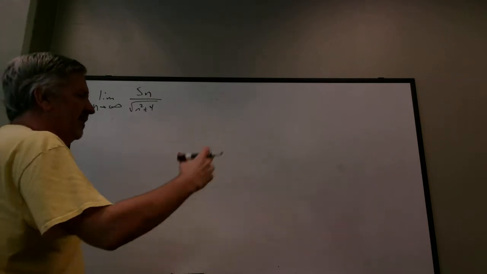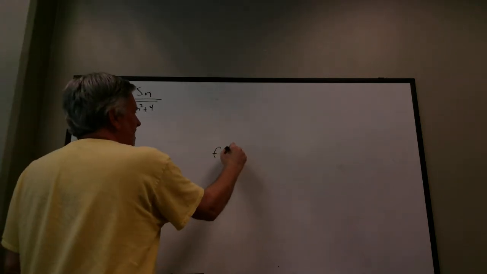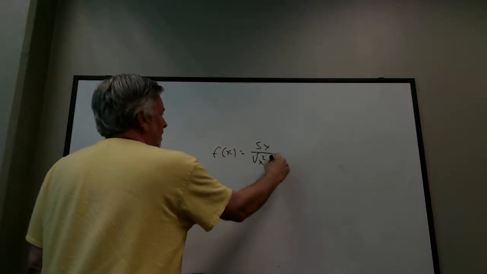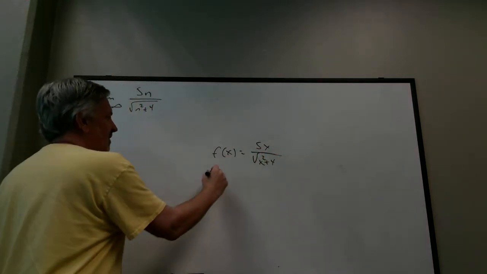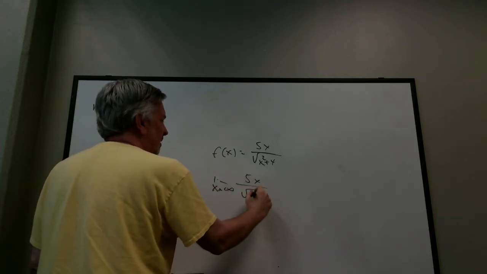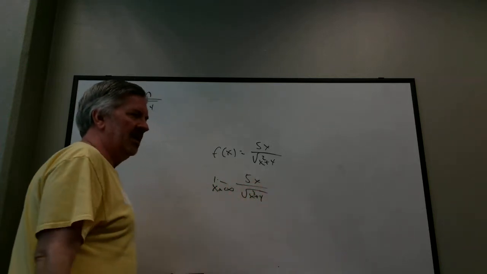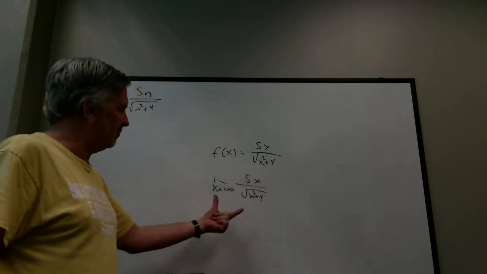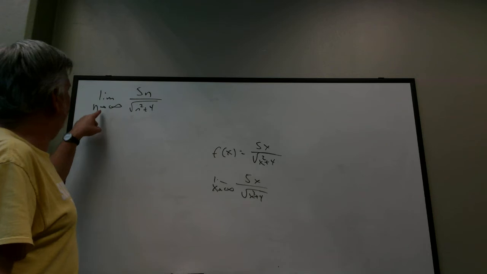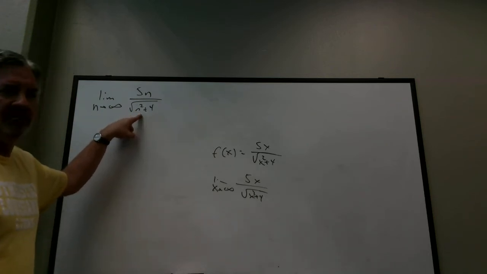Now just think for a second what we're doing. If this were a problem in Calc 1, they would have said, here's the function 5x over the square root of x squared plus 4. And we would have taken the limit as x goes to infinity of 5x over the square root of x squared plus 4, and we would have used all the properties of limits we talked about before to figure this out. Now they're saying find the limit of the sequence.